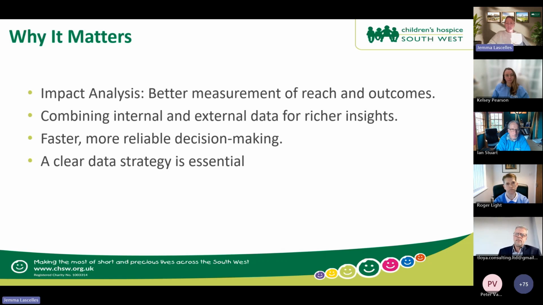We'll be able to have those conversations with statutory funders as well, where it's becoming increasingly difficult to get statutory funding, and we'll be able to say, this is what we're doing. These are the gaps in the services that are being provided, that CHSW is stepping in and filling. And so that measurement of impact is really critical for a charity.